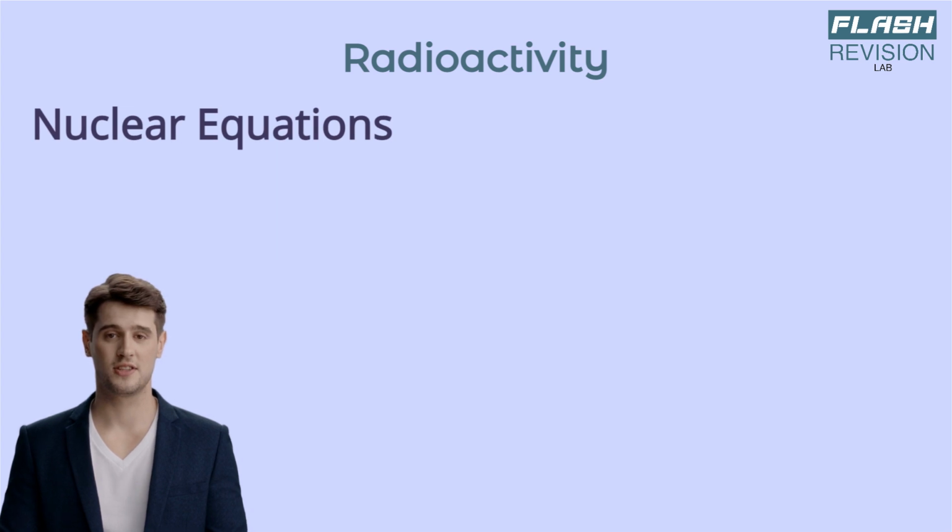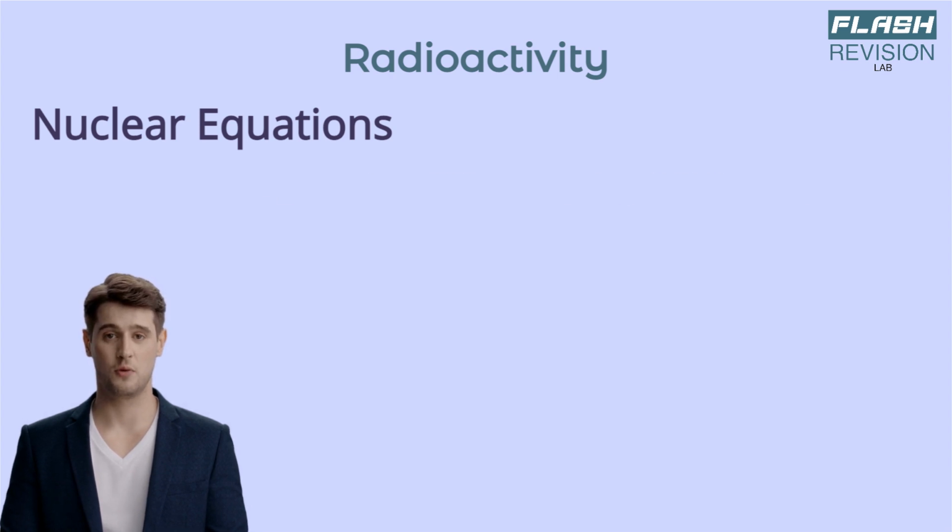Now let's dive into nuclear equations, which help us represent and understand radioactive decay processes. To write a nuclear equation, we'll show the initial and final elements, as well as any particles released during the decay, and we'll indicate their mass numbers and proton numbers.